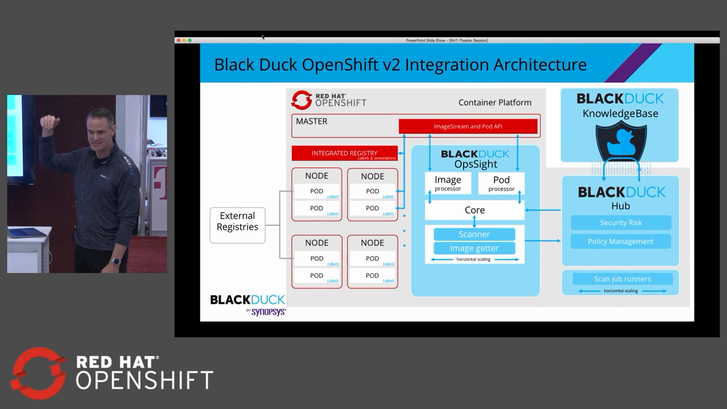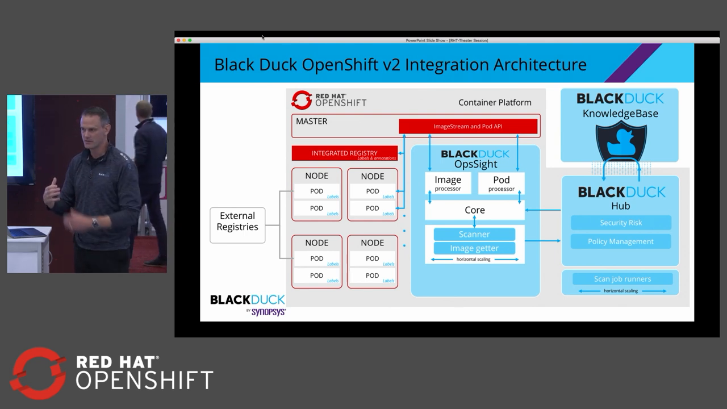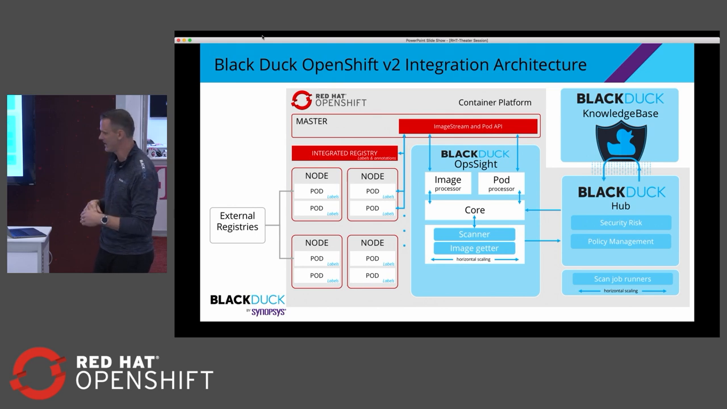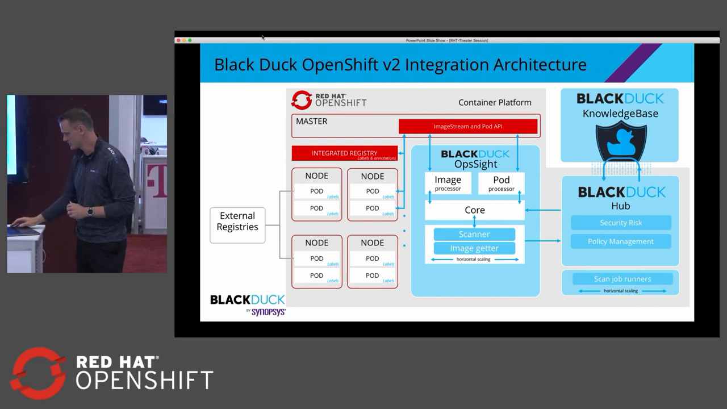The knowledge base then sends down the matches to the hub, and the hub builds what we call the bill of materials, or the component list, which I'll show you here in a minute, of the open source it found. And then along with that, we get known vulnerabilities, we get licensing information, as well as operational information.